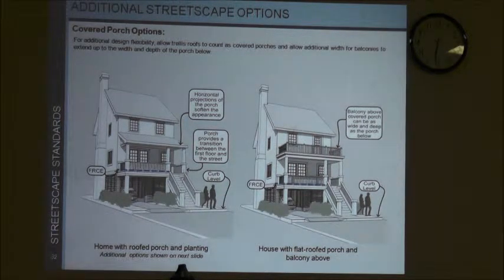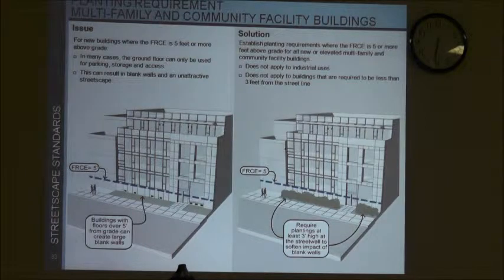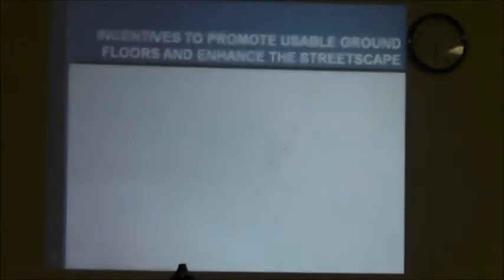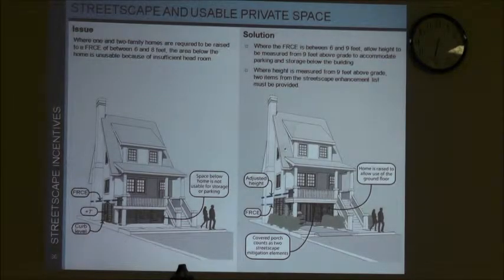There's some covered porch options. You could do a balcony above it. Just many options. I'll breeze through these, which are the multifamily requirements. Most likely only going to apply to new construction. We wanted to prevent big stairs and ramps from being out in front of the building, and where we could, require plantings based on how high you have to elevate.